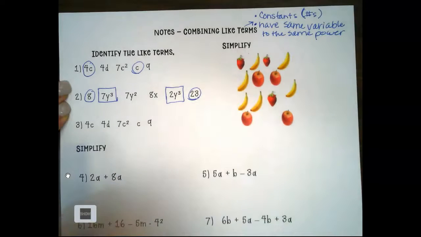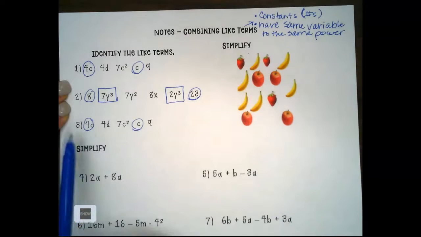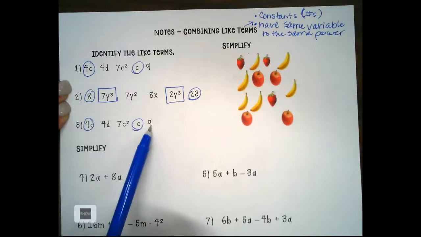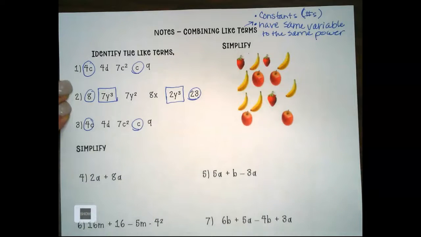Okay, you try the next one. Pause the video, come on back when you're done. You got this pair as your like terms. These are D's, C's, and that's a constant, so none of those are like.